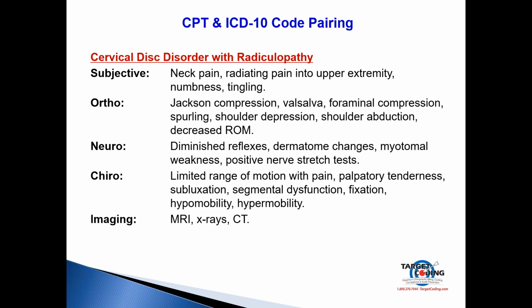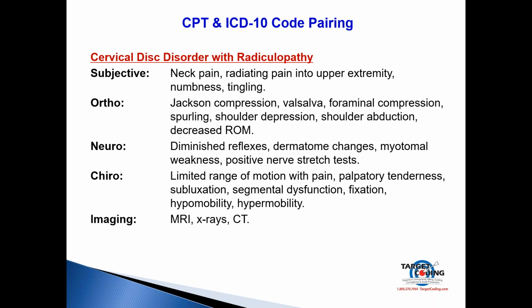Here's another one. Let's say you diagnose a patient with cervical radiculopathy. Now your question, hey, Dr. Kotler, how did you come up with this diagnosis? Hopefully you'll have a good answer. For example, the patient had pain radiating into an upper extremity, some numbness, Jackson compression, shoulder depression, Spurling. A couple of ortho tests will help you justify these things. Check reflexes. There was some myotomal weakness, dermatome changes, limited range of motion, subluxation, palpatory tenderness.